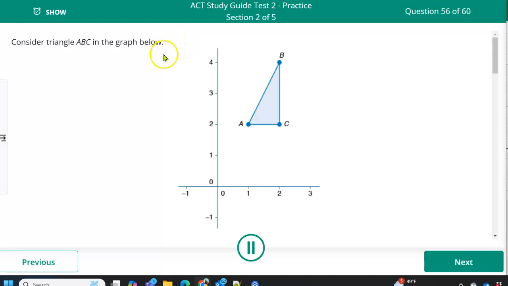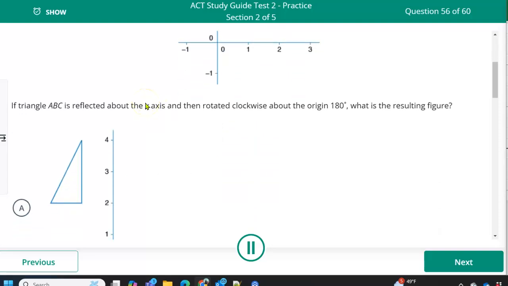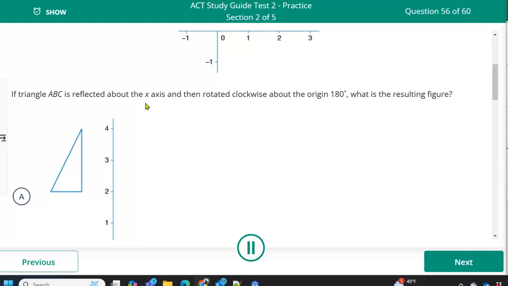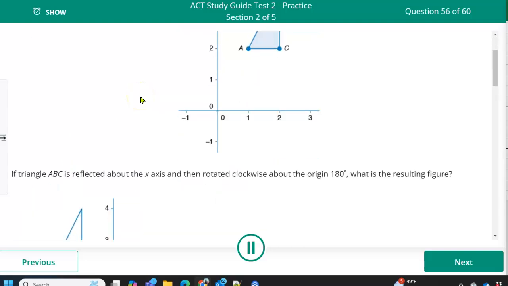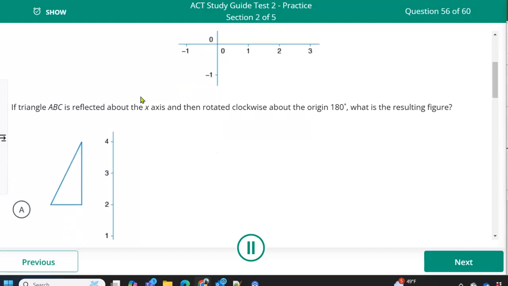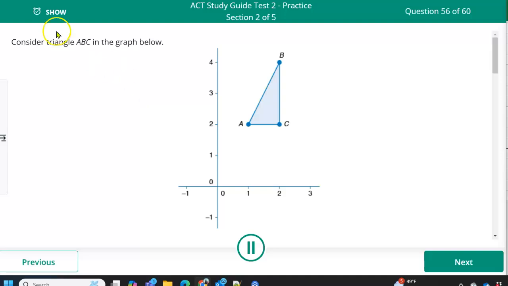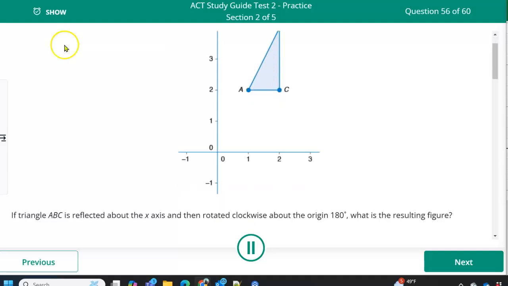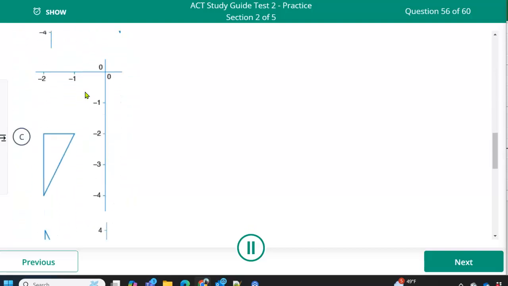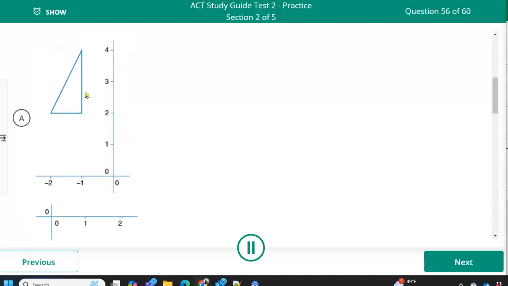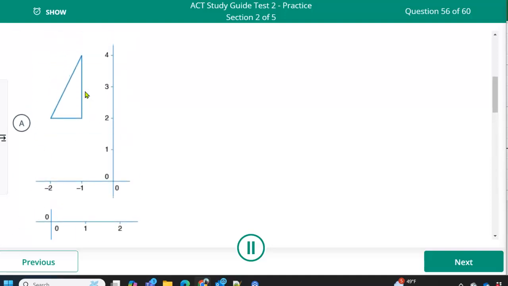Consider a triangle ABC in the graph below. If triangle ABC is reflected about the x-axis and then rotated 180 degrees, what is the resulting figure? Okay, well, first of all, what is a reflection? Well, let's look at the answers here first. Okay, so that is one possible answer.